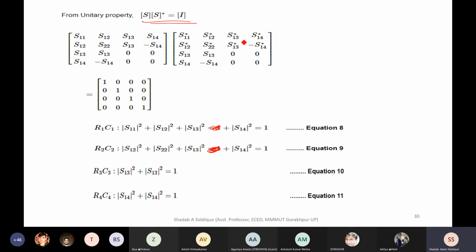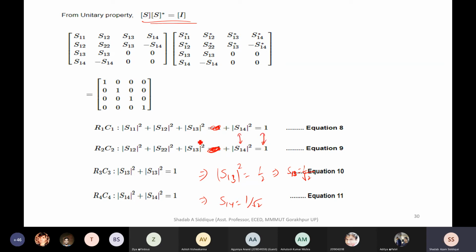Now again, this row multiplied with this column, so S13 squared is equal to 1, and from this we can conclude that S13 squared is equal to half, and from this we can say S13 is equal to 1 by root 2. Similarly, we can find it out, and here we will get S14 is equal to 1 by root 2. So we got this one.